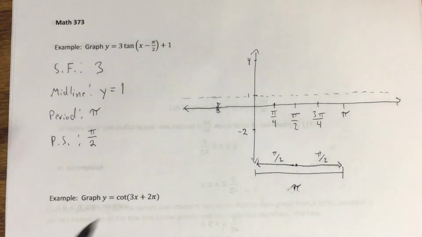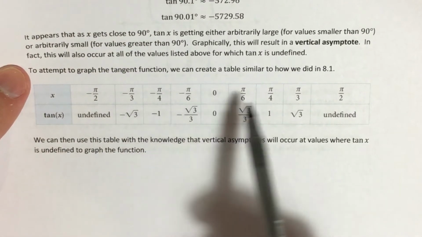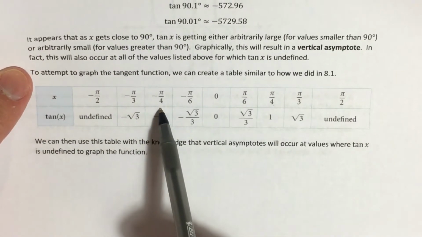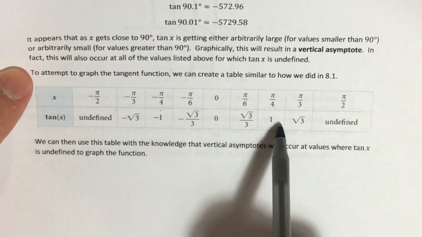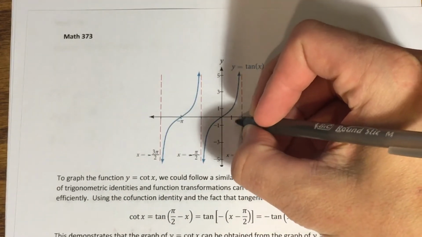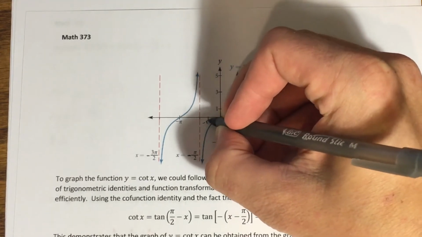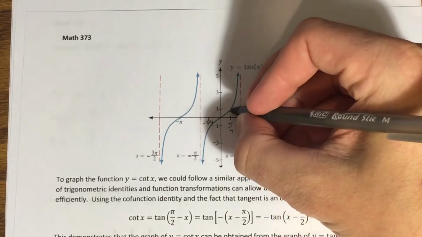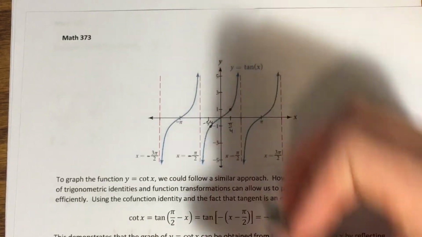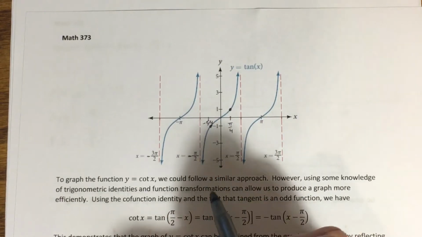Well, going back to the table from the beginning that we used for our tangent function, I noticed that at pi over 4 and negative pi over 4, my tangent is equal to 1 and -1. On my graph, pi over 4 would be right here. Negative pi over 4 would be right here. And notice that corresponds to these 2 points. Pi over 4, 1, negative pi over 4, -1.